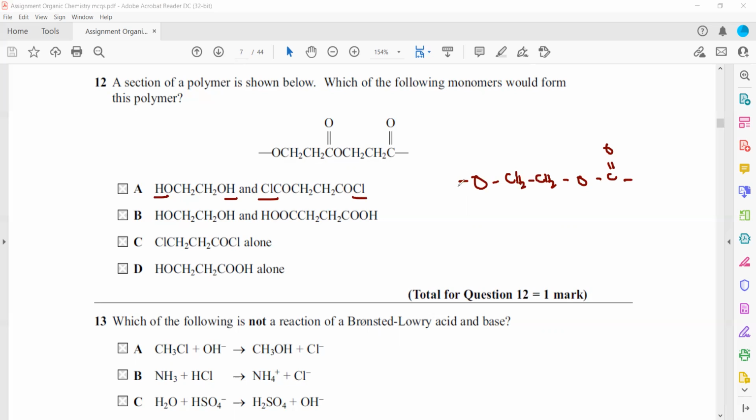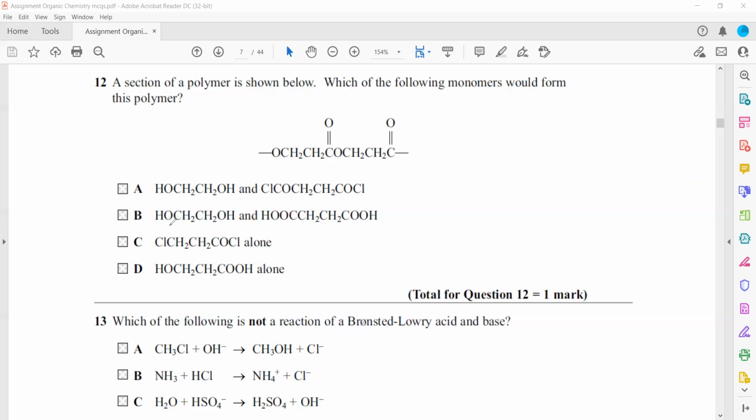And then CH2, CH2, and this C double bonded with O will be there. But you can see when the polymer which we drew, in A, when they are reacting, the oxygen is attached with the part which is coming from alcohol. But there, the oxygen is attached with the part which is coming from either ethanoyl chloride or any other. That's why it cannot be A.